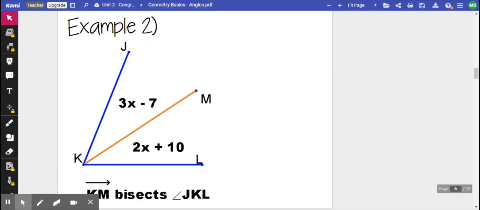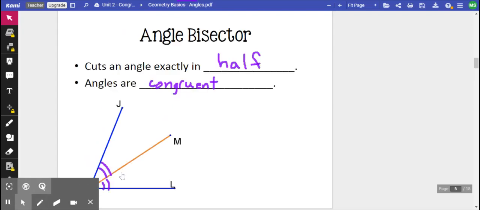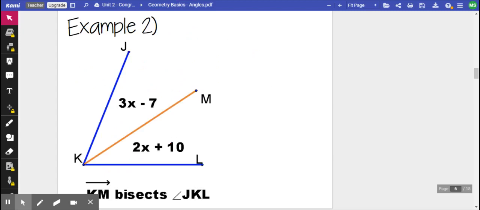Now I have example number 2, where we're going to be using the angle bisector theorem. The angle bisector theorem is known as a theorem because we had to understand different things, like the angle addition postulate, for instance, in order to figure out that the angle bisector is a thing that we can use. So let's use it in this problem. We know that because KM is bisecting the larger angle JKL, that means that this angle and this angle are both going to be equal to each other.